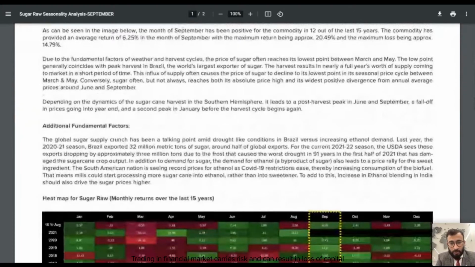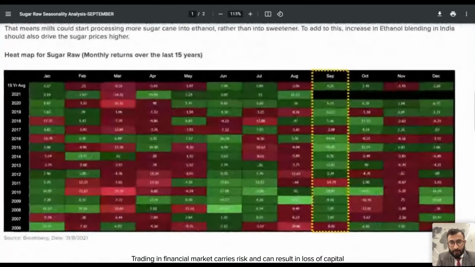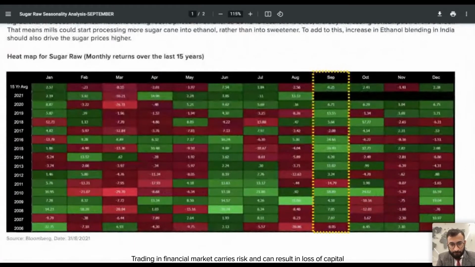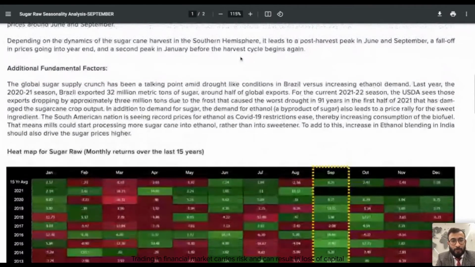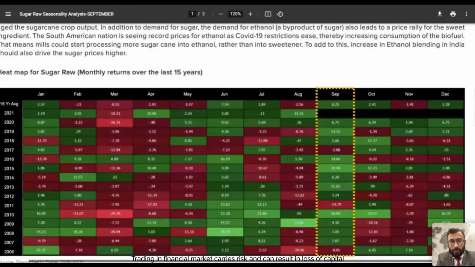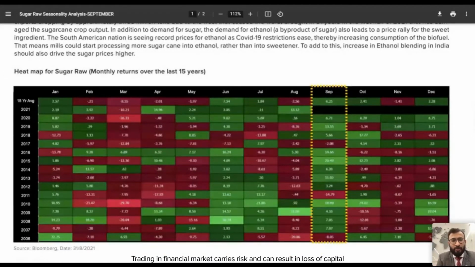Now, look at this. Although the chart is explanatory here, I'm just going to give you 5 seconds to look into this chart. You can click a picture if you want, and then I'll scroll up and we'll start reading this, right? So what you're seeing right now is sugar raw monthly returns in the last few years from 2006 to 2021, the last 15 years, month on month, whether it has ended the month positive or negative, every year in the last 15 years, every month.